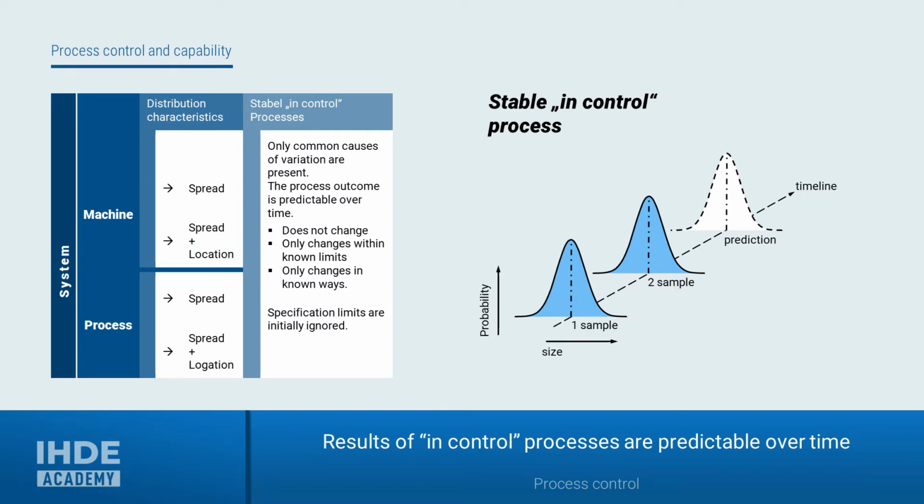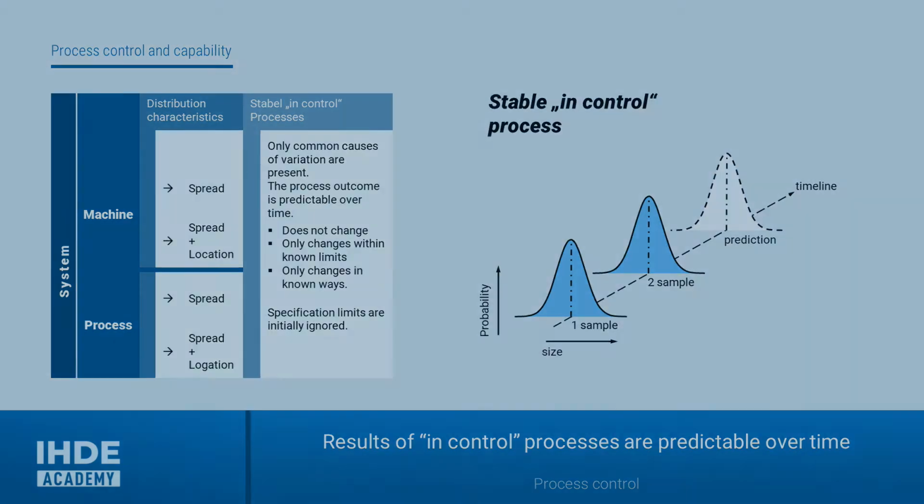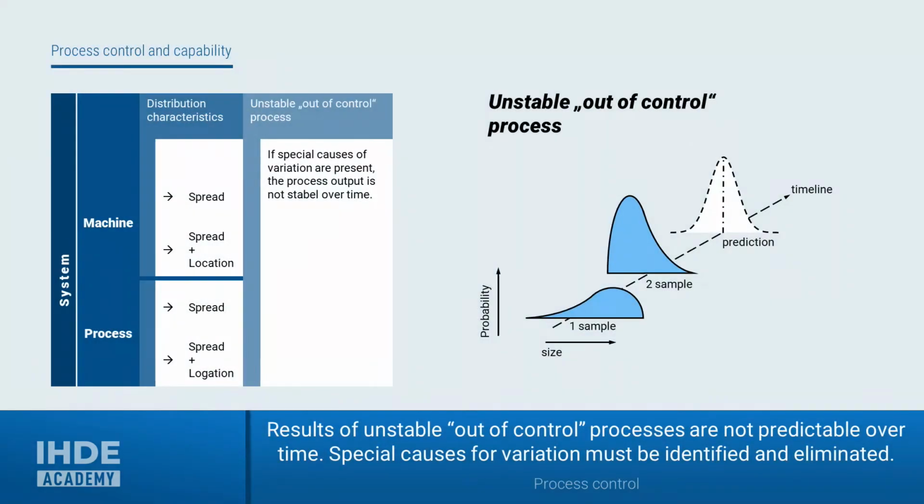Next, let's look at an unstable process. As can be clearly seen in this out-of-control process, the distribution of the values changes significantly from sample to sample over time. A reliable statement about the future behavior cannot be made, which, as already mentioned, should be a basic requirement if you want to assess the capability of a process.